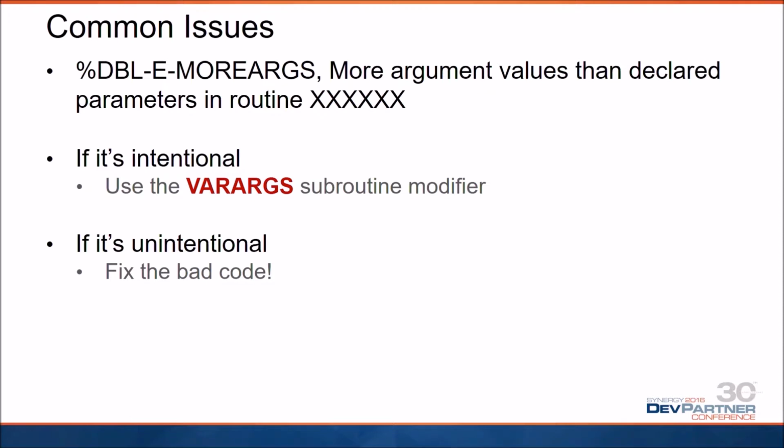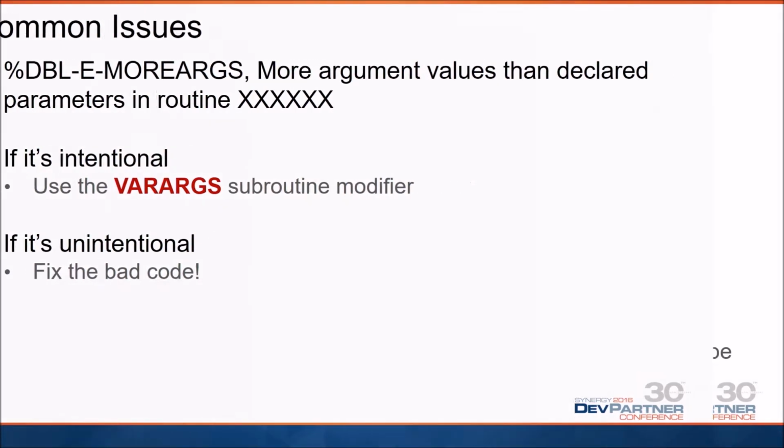If it's unintentional, we came across, with some customers' code, I think 3 or 4 scenarios where you've got subroutines with 4 parameters, and this routine's passing it 5, and this routine's passing it 6, and it looks like it should be working, but it's not. So seriously, if you look at it and go, whoa, this is just wrong, then you're going to have to think and figure out what you're doing wrong there. Fix the bad code.